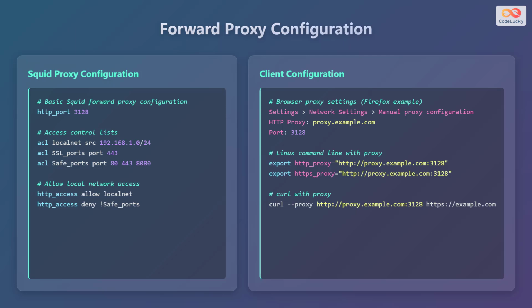For the Linux command line, you can export the HTTP_proxy and HTTPS_proxy environment variables, setting them to the proxy address and port. To use curl with a proxy, use the --proxy option followed by the proxy address and the target URL.